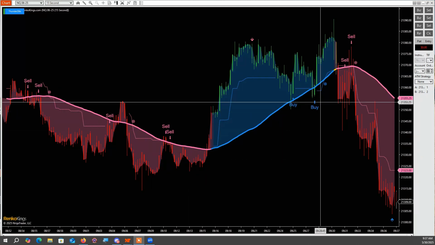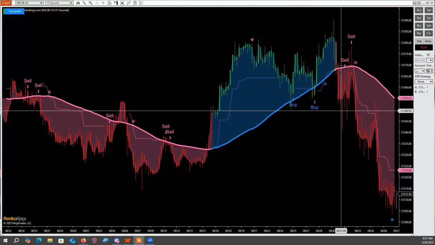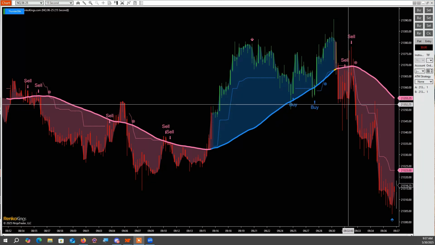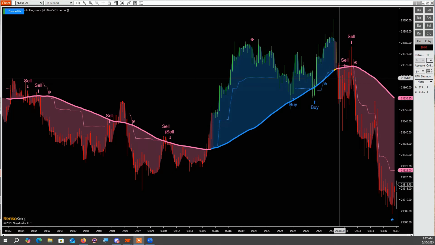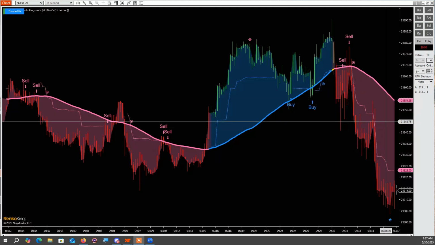Alright, so did not catch the first short. That's okay, the market just opened. Got busy with my group a little bit, so missed the short. Waiting for a retracement, for a continuation move lower at this point.